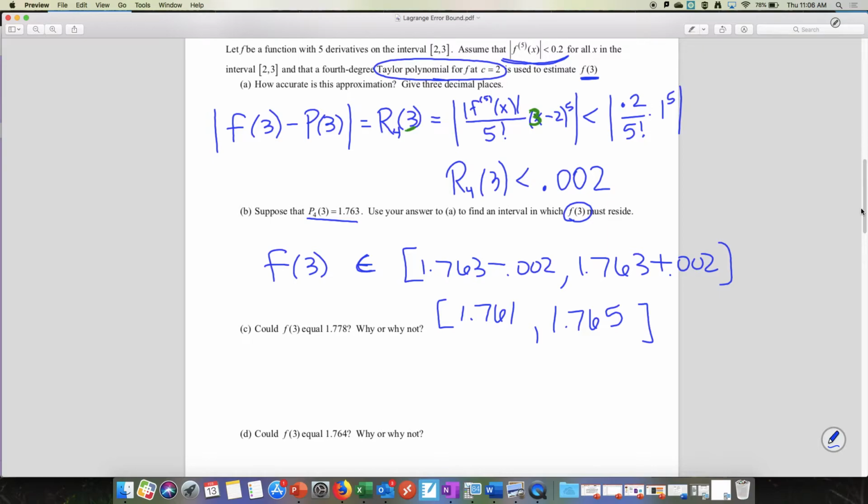So, part C, could f of 3 be 1.778? No, because that number isn't in this interval we just created. Could f of 3 be 1.764? Yes. We didn't explain why. Can we just point upwards to section B?